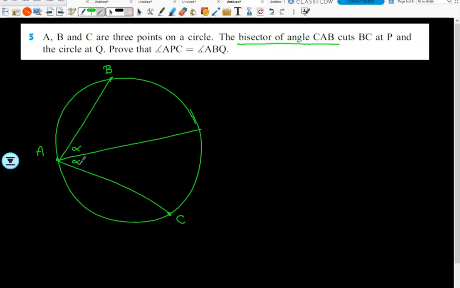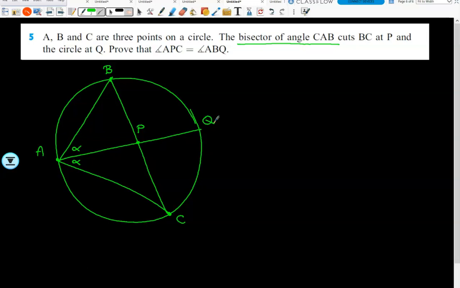Okay, it cuts BC at P. Well, I haven't got BC. Let's draw it in. B, C, it cuts there at P, and the circle at Q. So does it now make sense? Some of you were reading that and going, what? Where's P? Where's Q? As you draw in those bits and pieces, it will make sense.